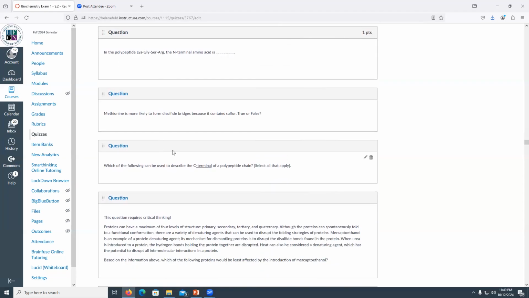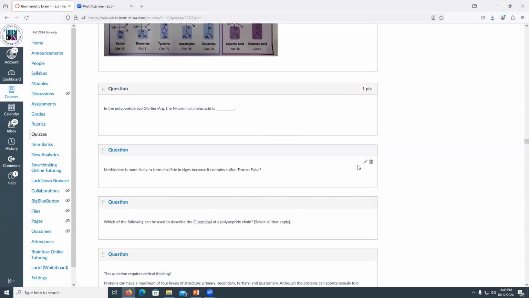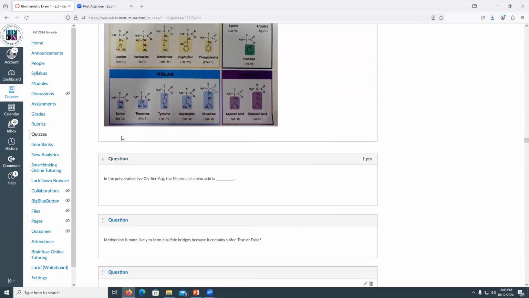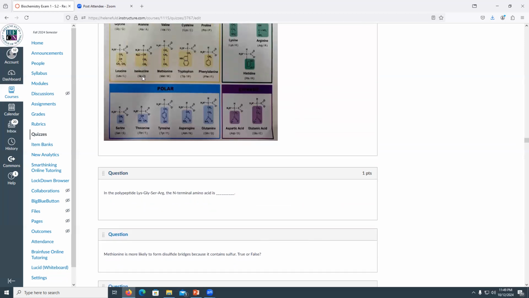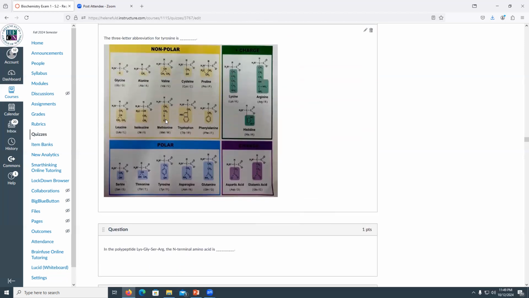Methionine is more likely to form disulfide bridges because it contains sulfur. That is not true. It is the cysteine, not the methionine. You see, methionine is already preoccupied with two bonds. It cannot form disulfide bridges because it has a bond with a carbon and another carbon. It's in the middle of a carbon and another carbon. But the cysteine is in the middle of a carbon and a hydrogen. That hydrogen is easy to let go of. So the cysteine will remove this hydrogen and bind to the sulfur of another cysteine.